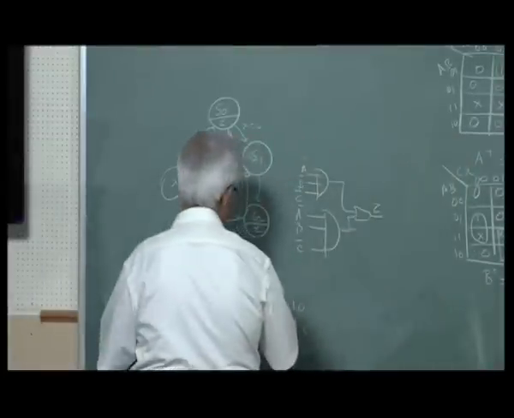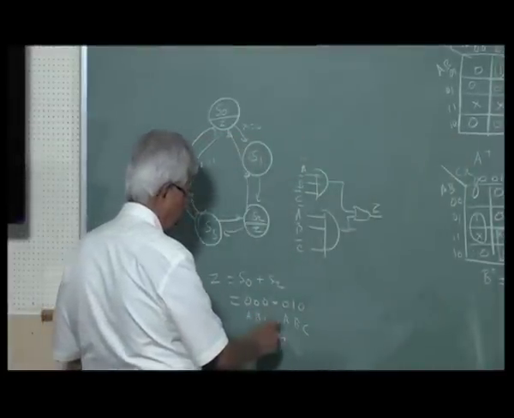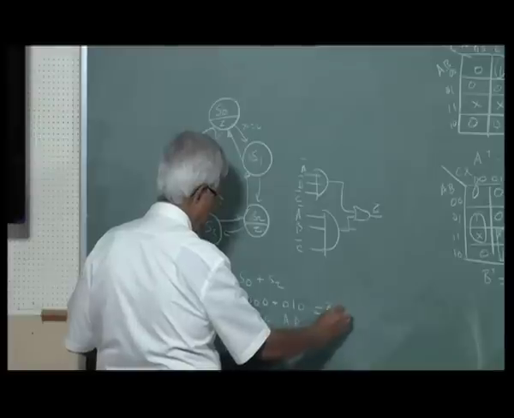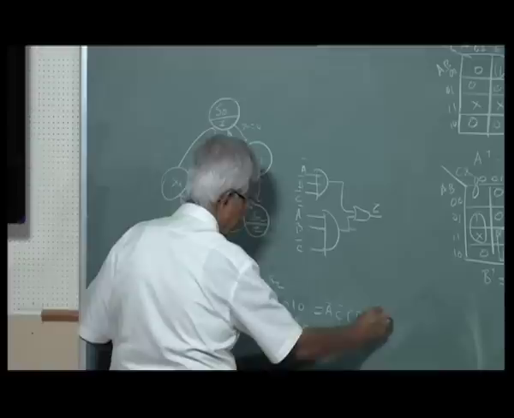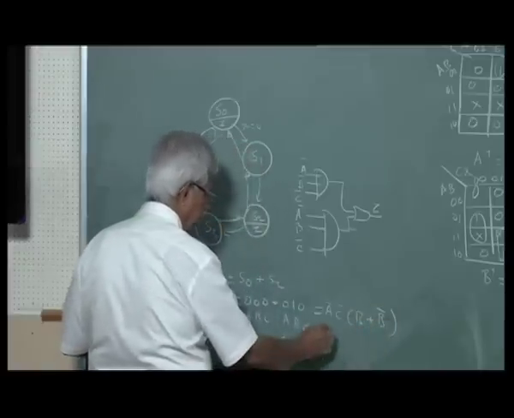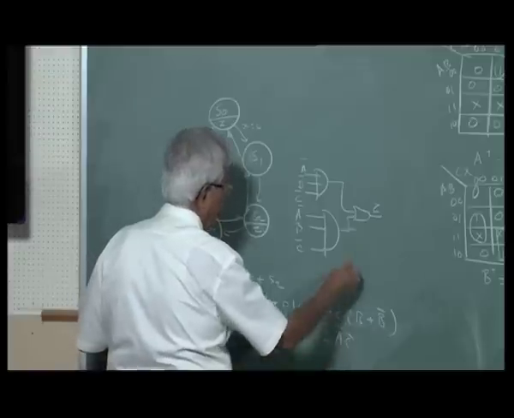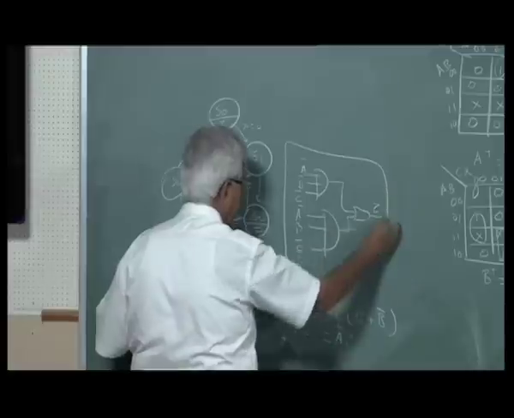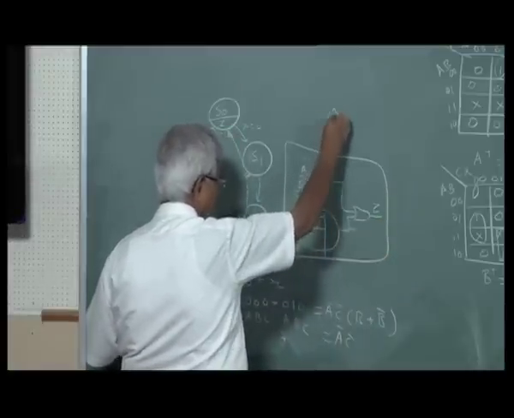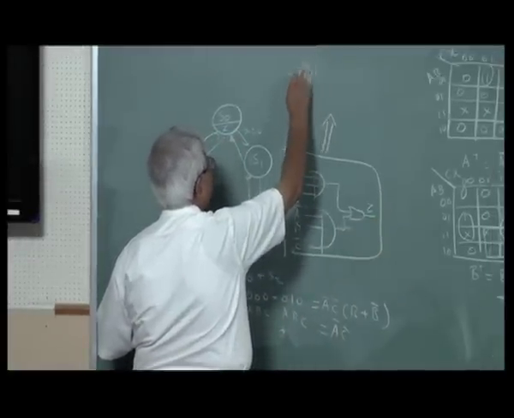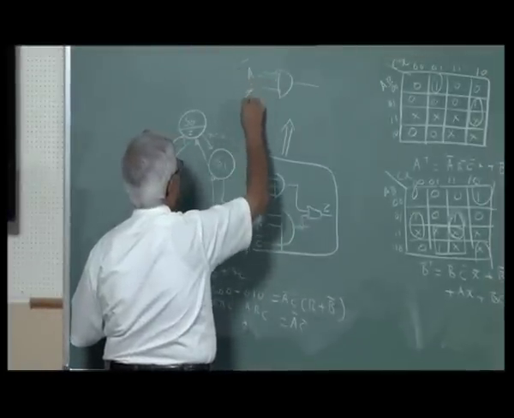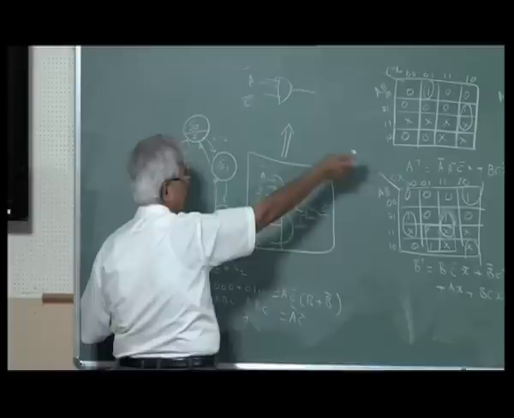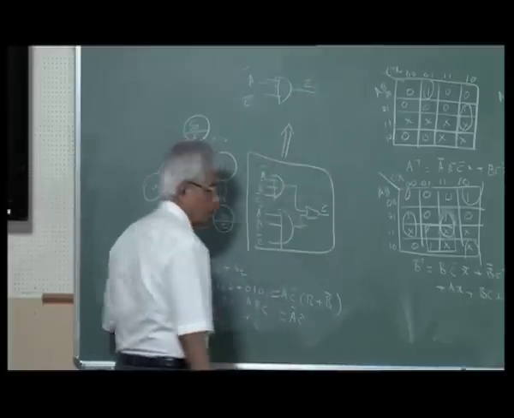In fact, I can even simplify this because A is 0 in both. So this is A bar C bar times (B plus B bar), and you know B plus B bar is 1. So this is the same as A bar C bar. My output circuit gets simplified to A bar C bar, a simple one output, and A bar and C bar are available there.